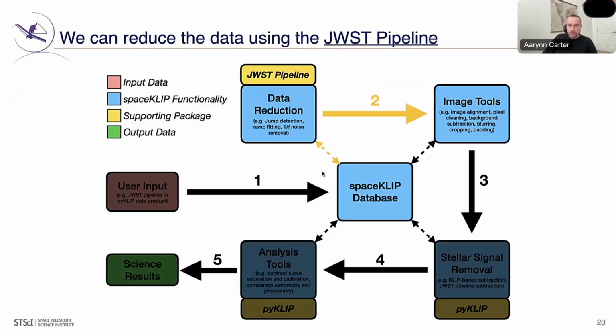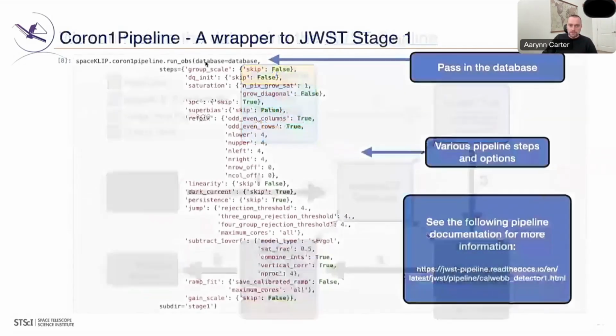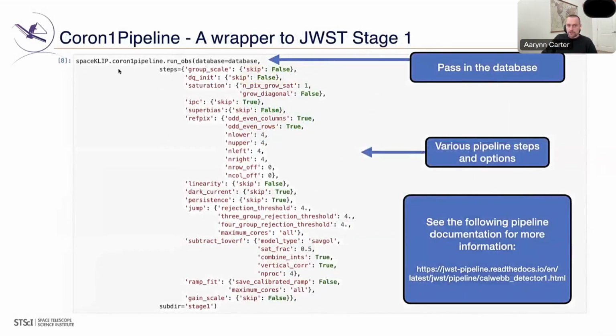So from there, we can start reducing the data. If we go straight from the database to the data reduction, we're going to leverage pretty much entirely the JWST pipeline, with a few tweaks here and there that spaceKLIP has made to smooth things over or add additional functionality for ourselves, like 1/f noise removal or some ramp fitting changes for MIRI. And that's run in this big function, which is basically just a wrapper to the JWST pipeline called Coron1 pipeline.